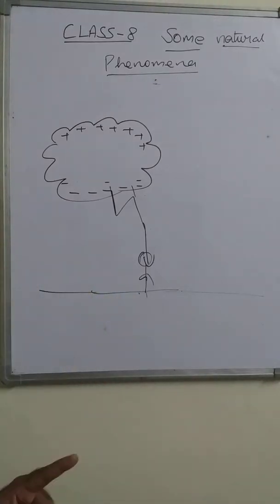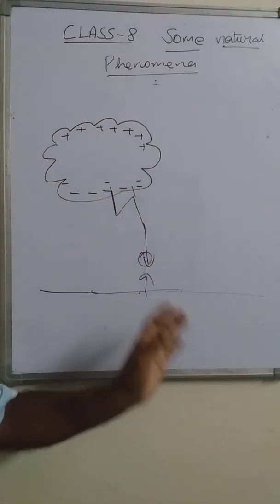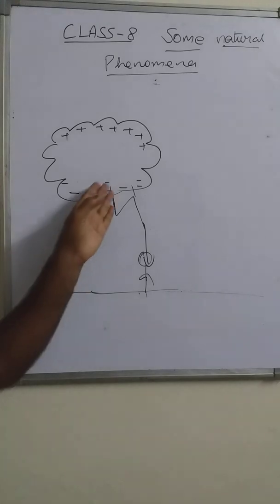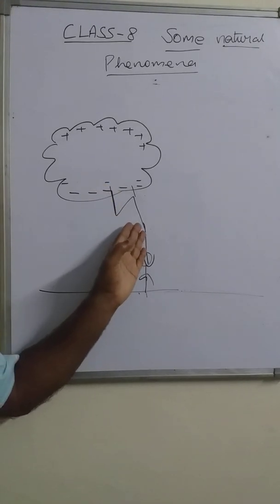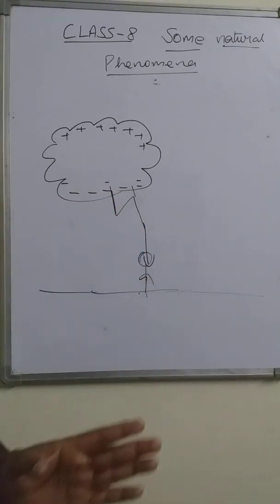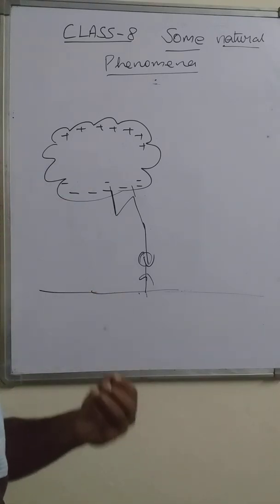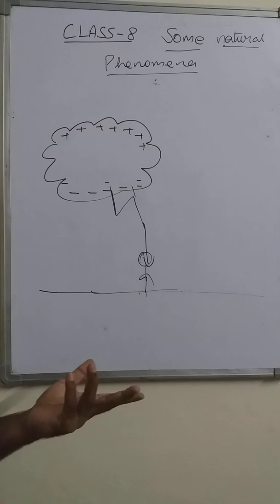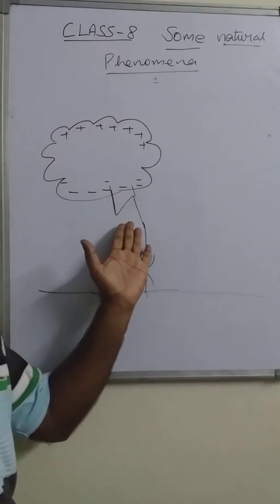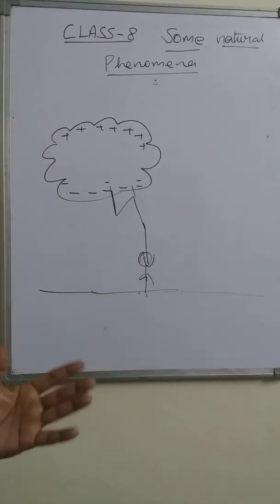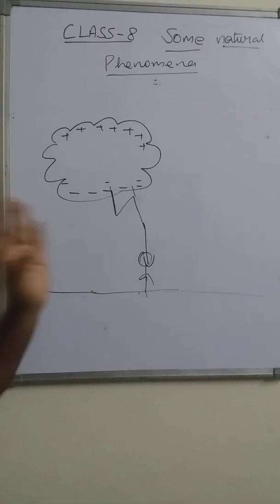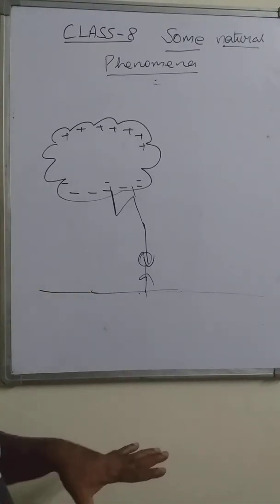Then we should not sit near an open window, because lightning releases a very bright streak of light. It is very bright, and we should not look at it directly. So if we sit near the window, it may also cause some effects. So it is advised not to sit near the window.